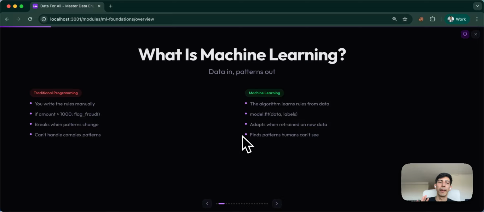So what is machine learning? In simple terms, you give a program data, and instead of writing rules manually, the program learns the rules from the data itself. Traditional programming is like, if the amount is greater than 1000, for example, you flag it as fraud. You write every single rule, right? But with machine learning, you give it examples of fraud and not fraud, and it figures out the patterns on its own. And the workflow is always the same. Explore the data, engineer features, split into train and test, train the model, and evaluate it. That's the pipeline we're building today.